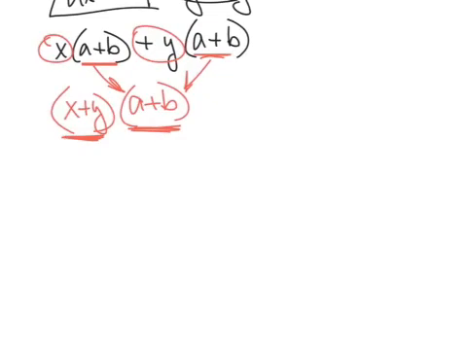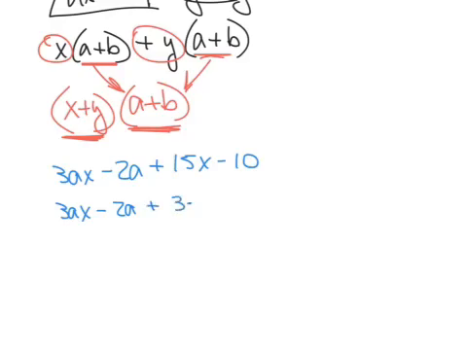So I'm going to leave that there, and we'll do this in blue so you can kind of follow it better. 3ax minus 2a plus 15x minus 10. Okay, so I'm going to write this as 3ax minus 2a plus 3 times 5x minus 2 times 5. Okay, so we have 4 different parts with pluses and minuses between them.